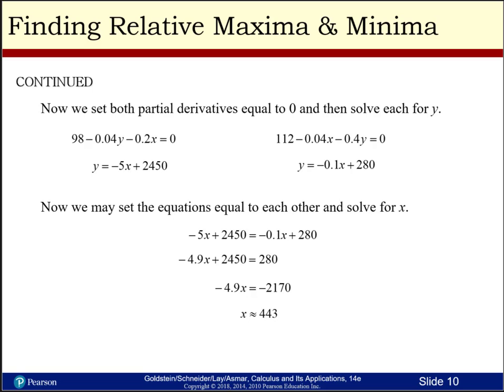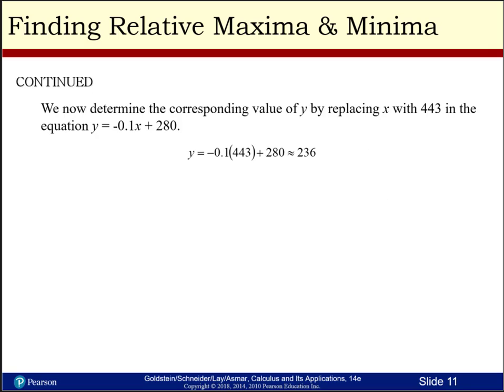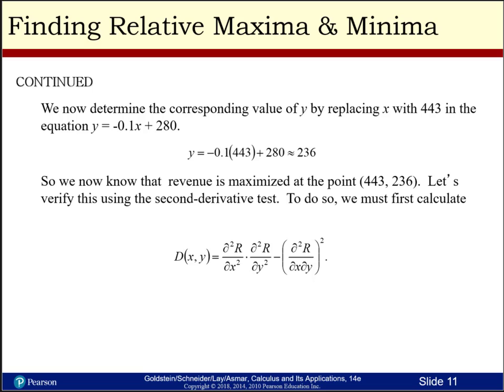Now we're going to have to get y, so we plug the 443 into one of those two equations. I happen to choose the negative 0.1x plus 280, and I got y is 236. Doesn't matter which one, you'll still get 236. So now we know that revenue is maximized at the point (443, 236). So let's verify this using the second derivative test.